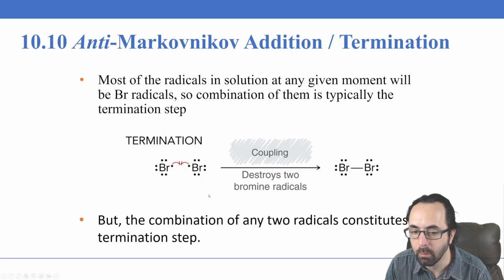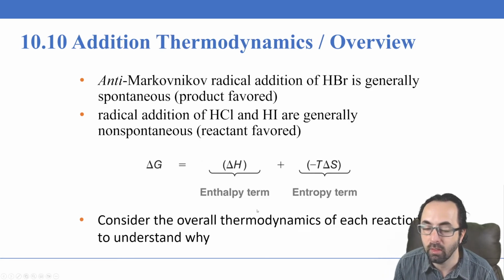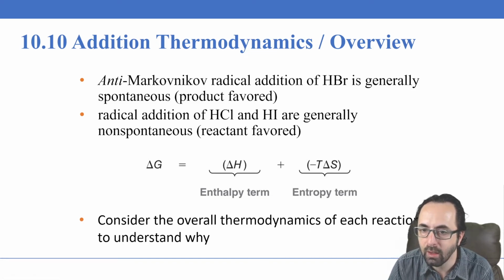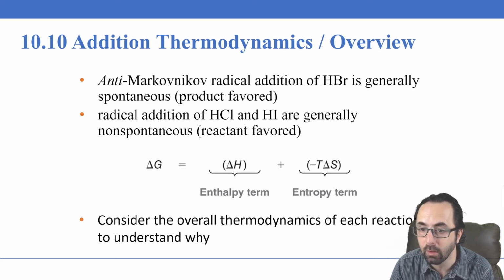The termination step is just all these bromine atoms that were produced coupling, and the bromine radicals are destroyed. Any two radicals can do this, not just bromine. Bromine will be the most significant one here. In terms of the energetics of this reaction, the anti-Markovnikov addition is generally spontaneous, so it's going to have a negative delta G.